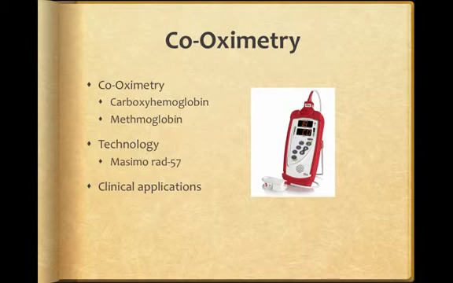LifePak 15s have an option where you can look at their carboxyhemoglobin, which would be the amount of CO that is on their hemoglobin molecule, or methemoglobin. Now, methemoglobin, very simply, can also be generated by pharmaceuticals, drugs and medications. One of the devices that does this is the Masimo Rad-57. Clinical applications of this are very simply, we can determine whether or not they have CO poisoning.